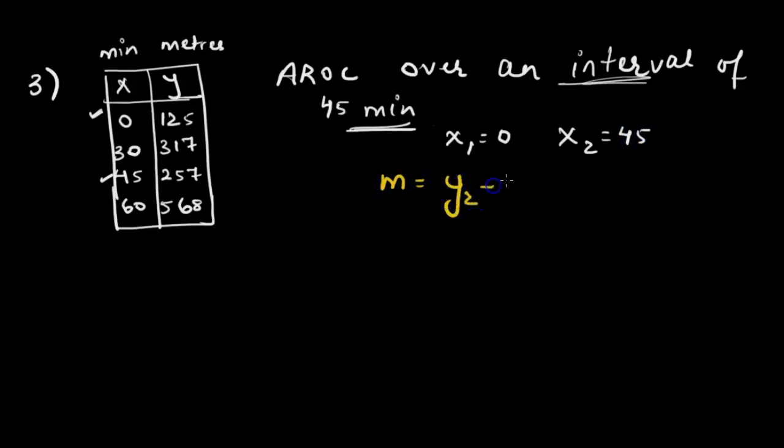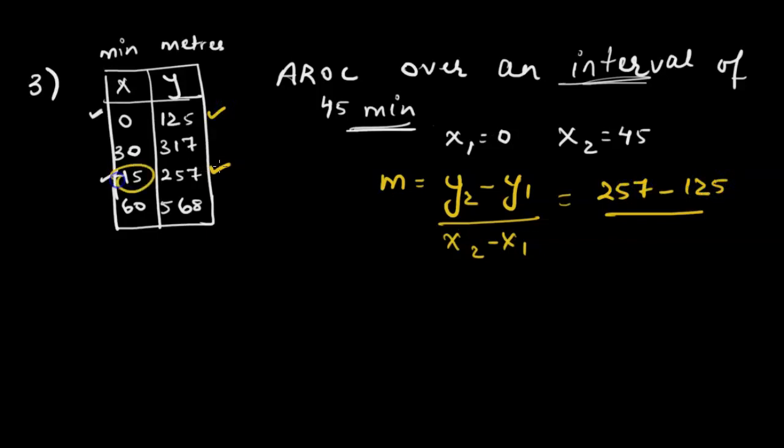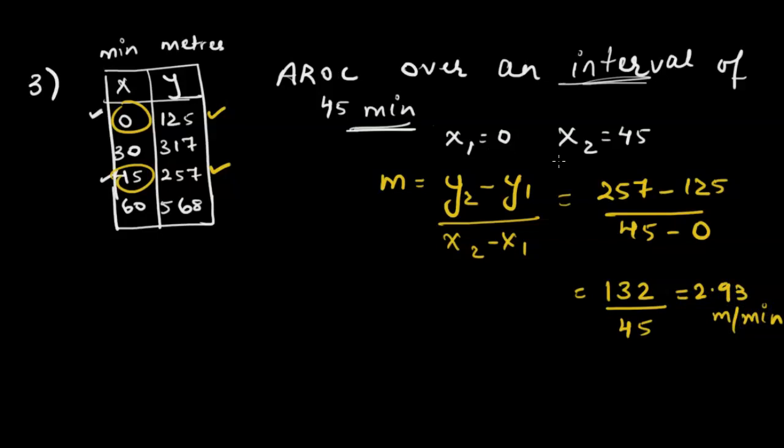So the formula that we would be using is y2 minus y1 over x2 minus x1. y2 value is 257, y1 value is 125, divided by x2 is 45 and x1 is 0. So all we have to do is just put this on the calculator and it would give us 132 divided by 45. That would give us 2.93 meters per minute. And this is how we find out AROC when we're given a table of values.